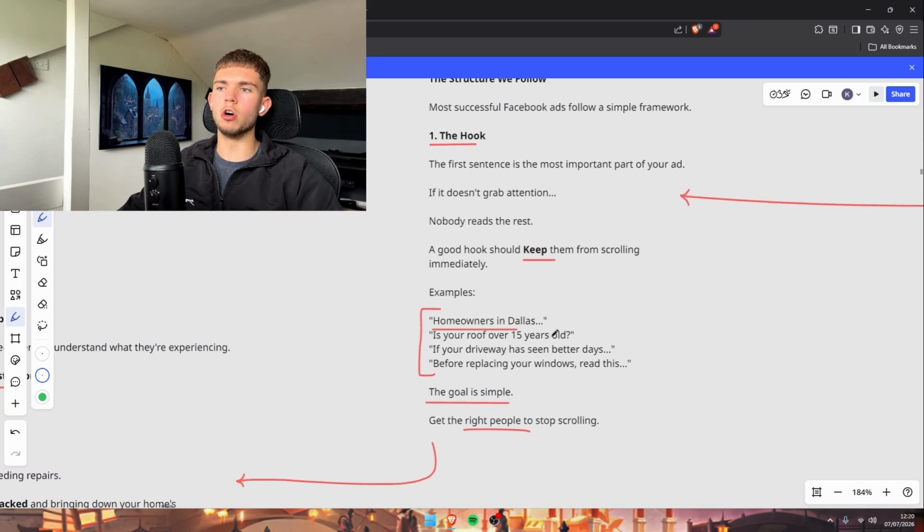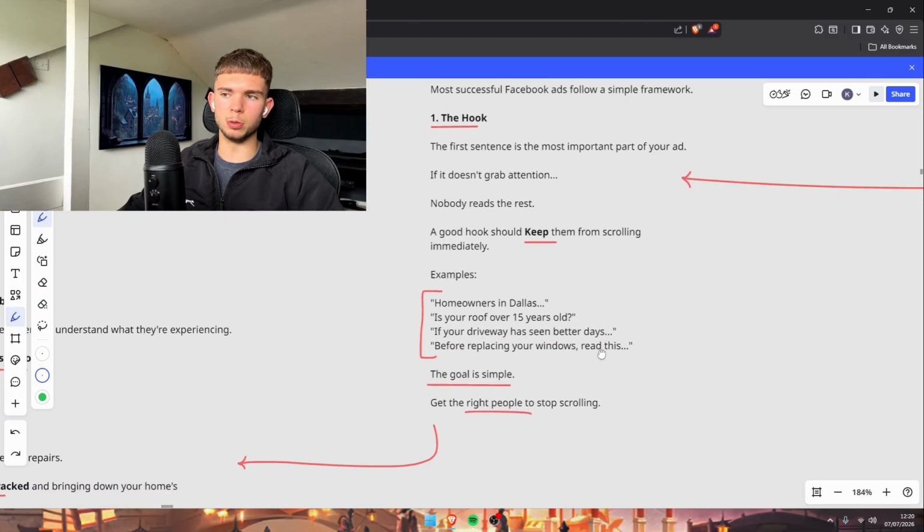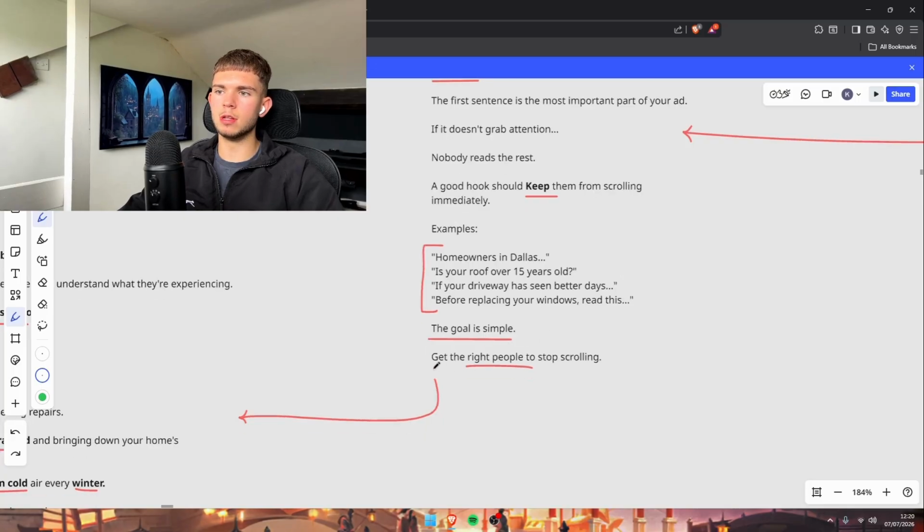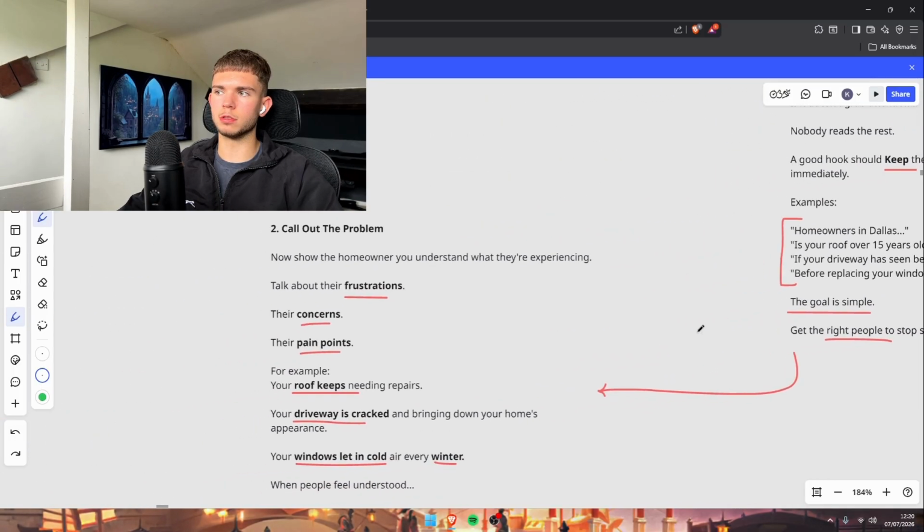So for example, homeowners in Dallas, is your roof over 15 years old? If your driveway has seen better days? Before replacing your windows, read this. The goal is simple. Get the right people to stop scrolling.